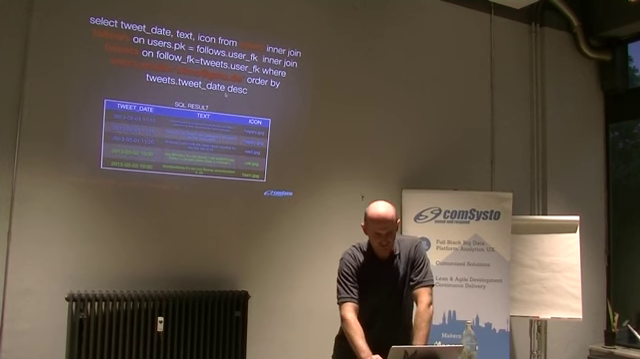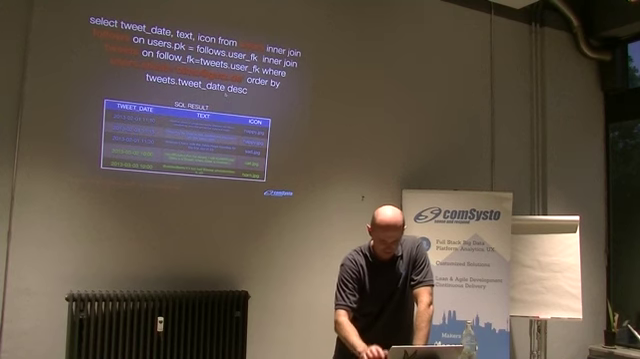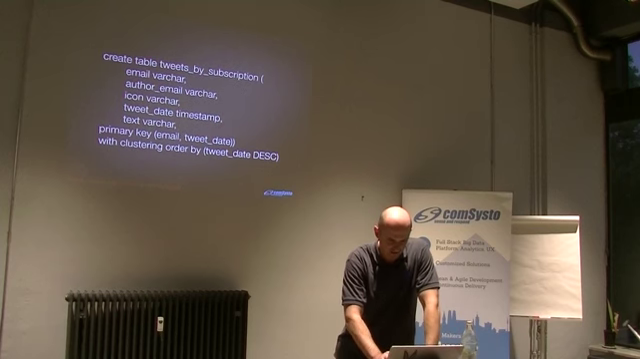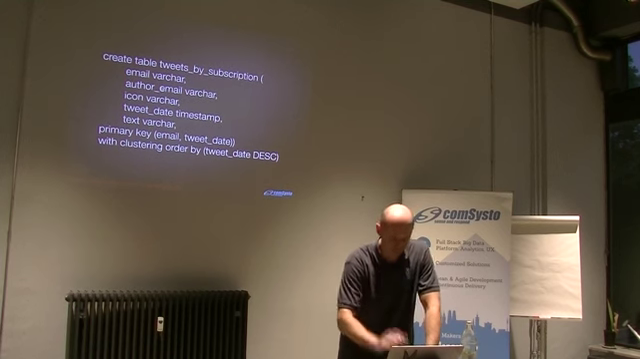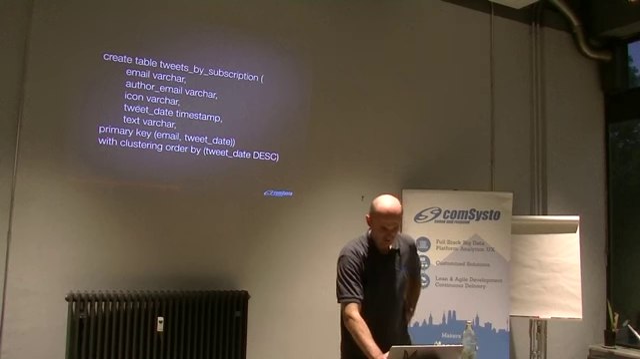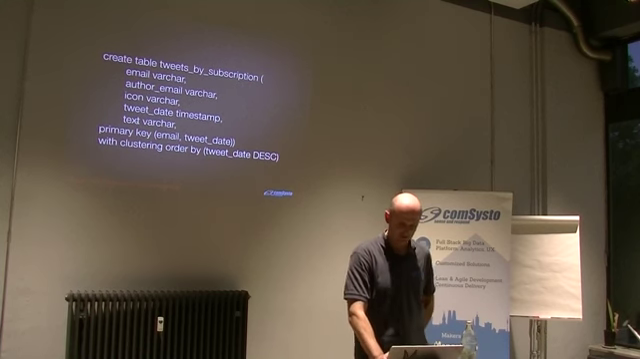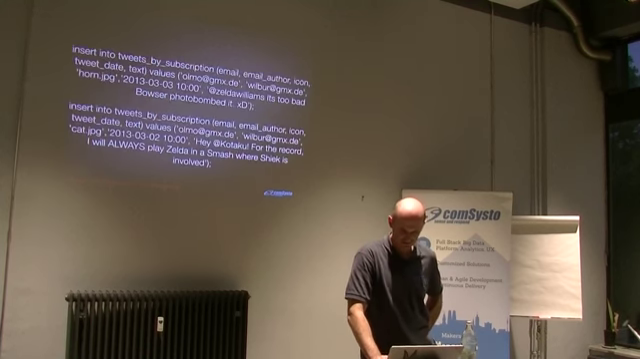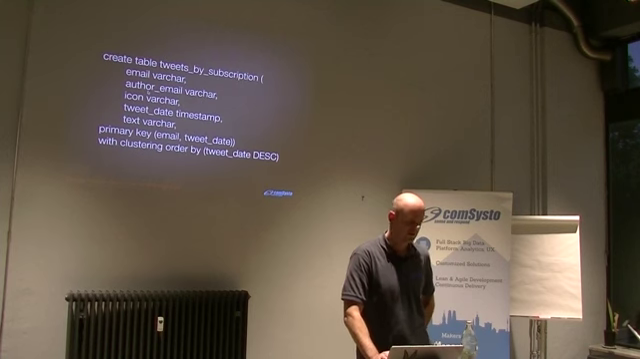Let's go into Cassandra. This is obvious, right? We call it tweets by subscription. And we have email address, which is part of the primary key. Actually, the primary key is the same as the previous one. So, okay. Then we have author, icon, tweet date, and text. So as you can see, we have to replicate the data.